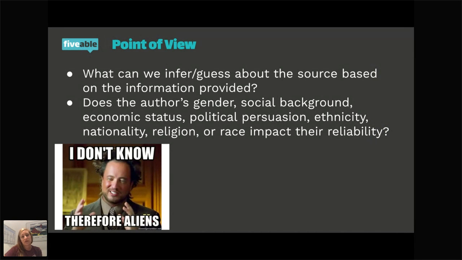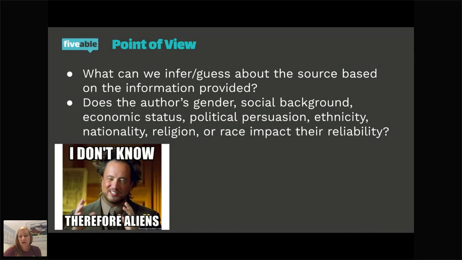We need to look at the source, but we need to look at how the source affects the document and how we understand the document. Does that make sense? I'm hoping it does. Again, don't be afraid to ask questions in the comments, and I can get to those at the end as well.